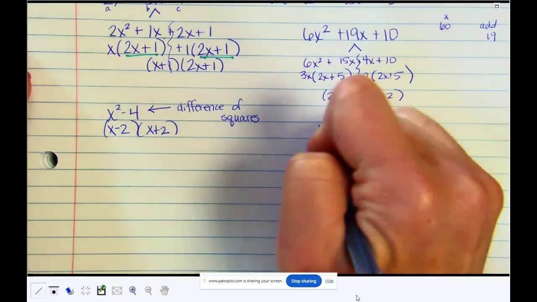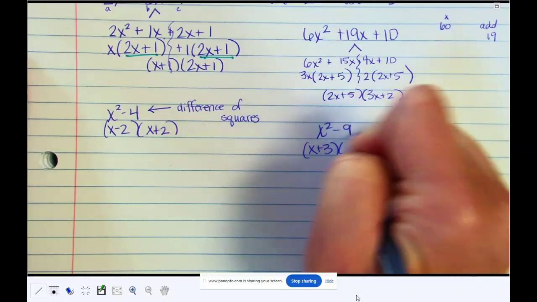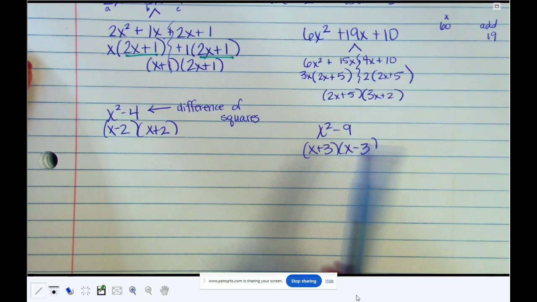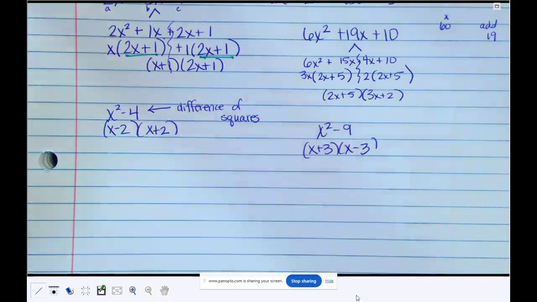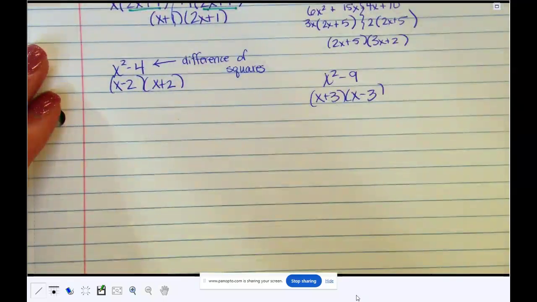So let's do this. What if it was x squared minus 9? How are the 9 and the 3 related? Square roots, right? So it's just the square root of each piece. It's a very handy thing to remember because as we get into some more complex factoring, you'll see that. So for example, you can see things like this.